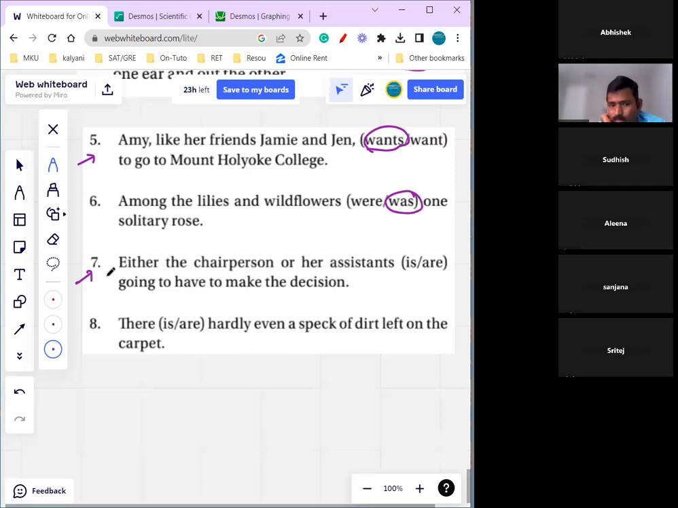Either of the chairperson or her assistants is going to have to make the decision. Okay, let's look at this one. Number 7. What do you guys think? Either the chairperson or her assistant. Okay, that's correct. Very good. Number 7, it's a plural. Very good. Good job.